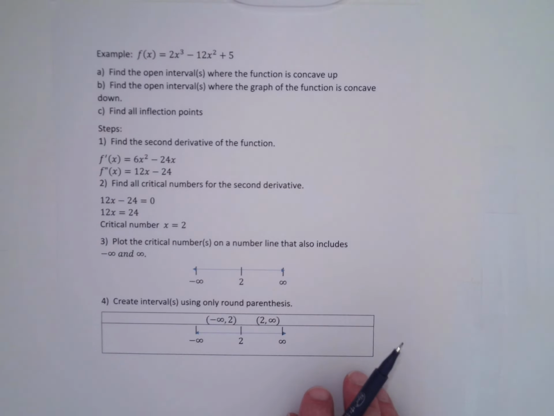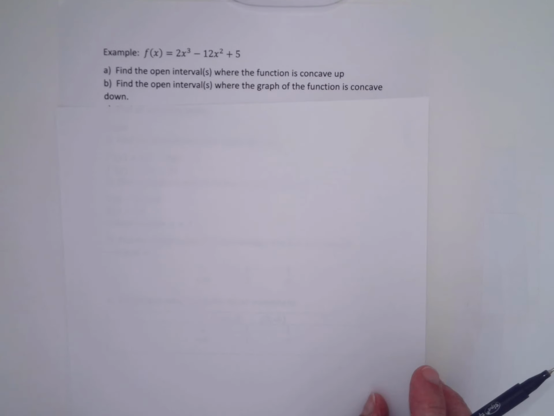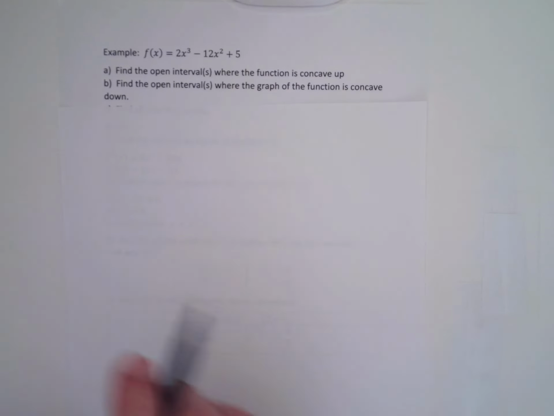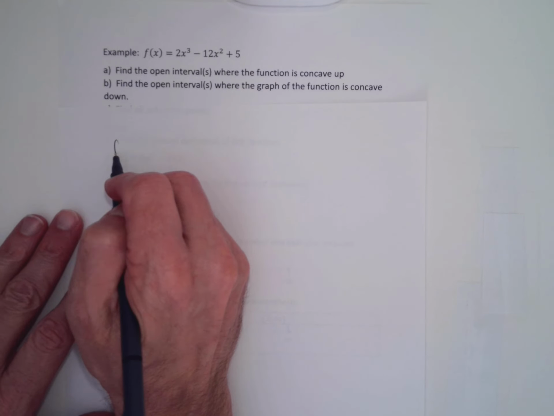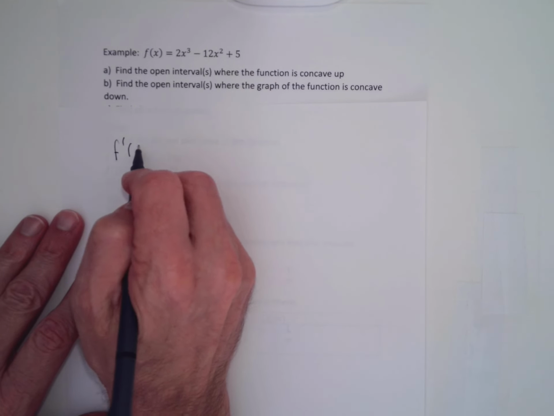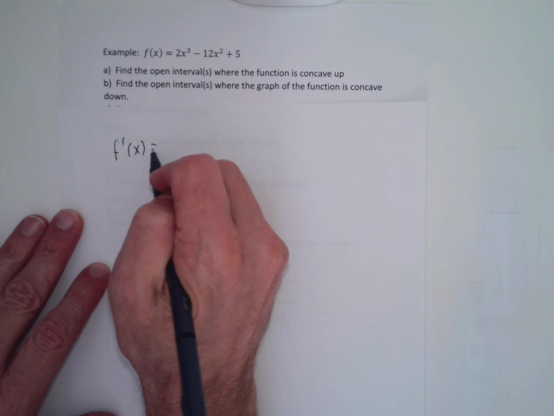So let's go through these steps with this problem and let me mark it up. So to figure out where a graph is concave up and concave down, first I'm going to find the second derivative. So for this function, my first derivative, the derivative of 2x cubed is 6x squared.